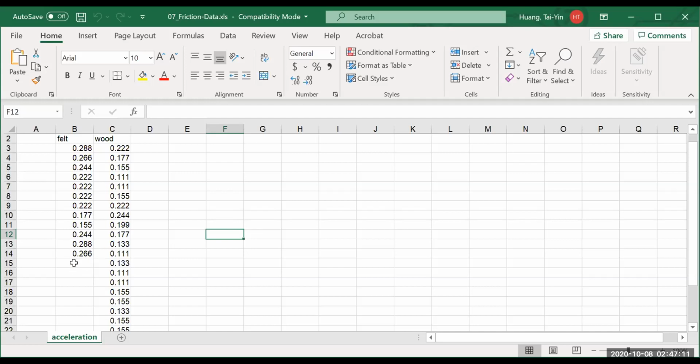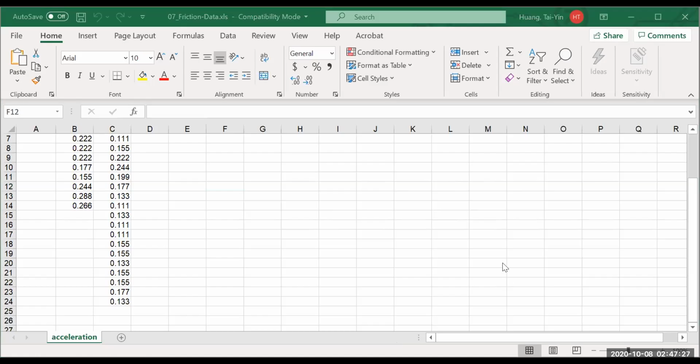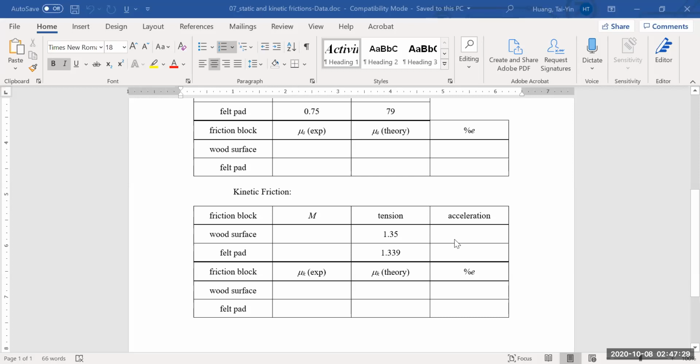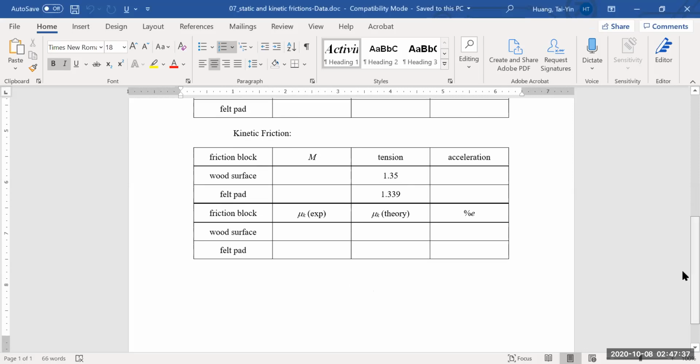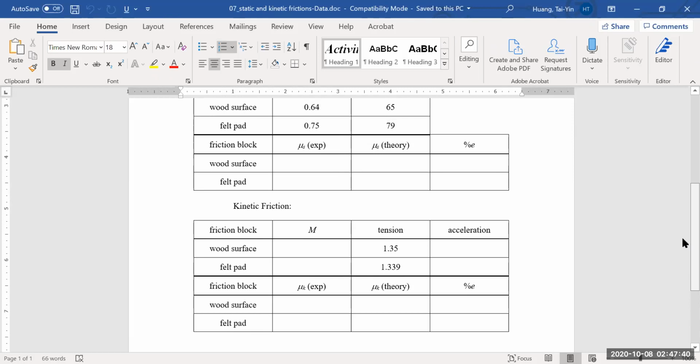All right, so this is for the file service, and this column is for the width. So find the average, find the standard error, and then enter that information in here. Then you have the acceleration, you can calculate your a, and just find the mu k value. Okay, so that's basically what you want to do.